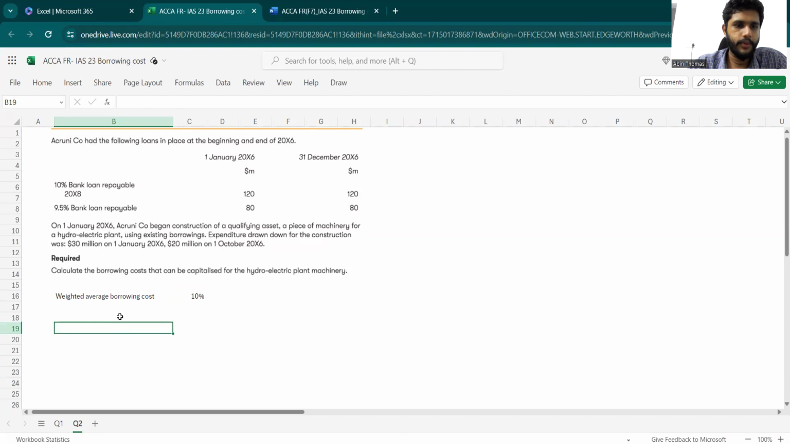And how much do we have to capitalize? The interest expense incurred. So they have two drawdowns, the withdrawal at 2 different times. That is on 1st January 20x6. That would be equal to 30 million into our weighted average cost, that is 2.94. And then they took it on 1st October.